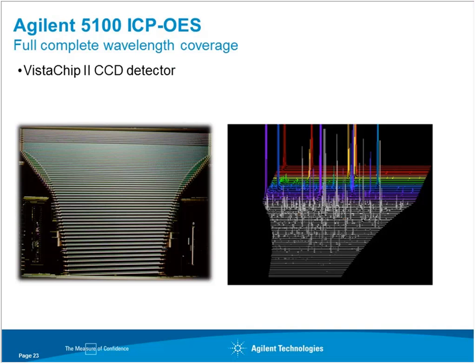And here we want to highlight the detector in the 5100 as well. So this is the VistaChip 2 CCD detector. On the left, you can see an expanded or blown up image of the detector. And on the right, you can see an example of what we call an oscillogram, where we can do a full frame image and look at all the different components that are present in the sample.